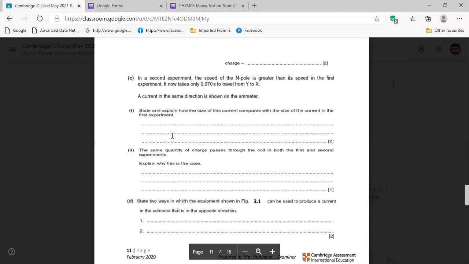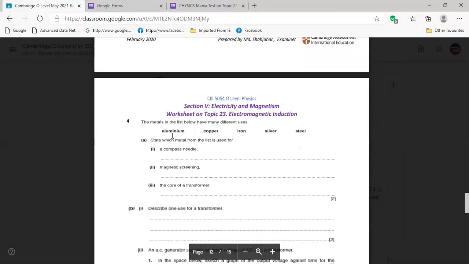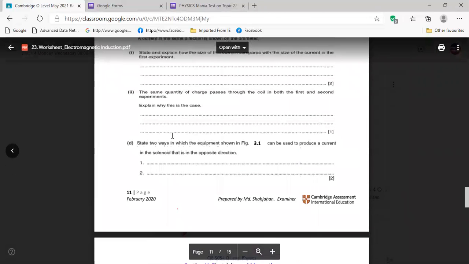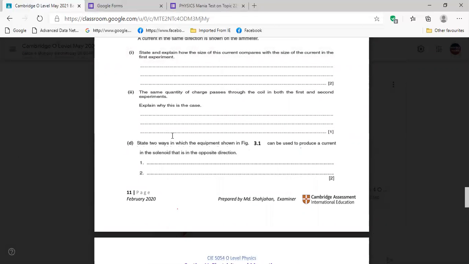Okay, sir, done. So what shall I write? Like the voltage increased, but not the amount of current? Which one? D. No, sir. C2. Okay, this two.